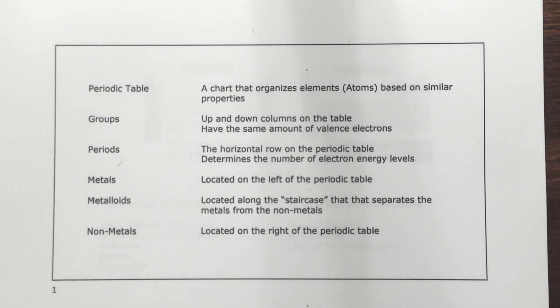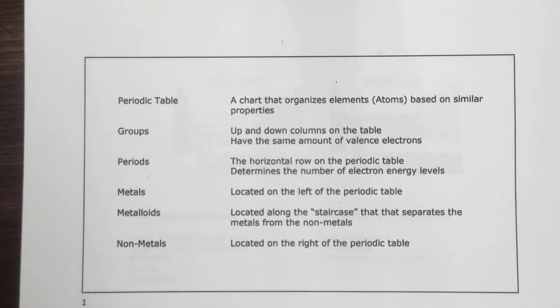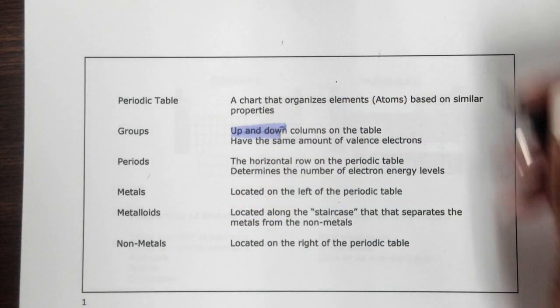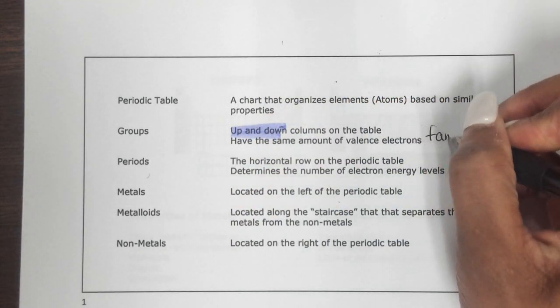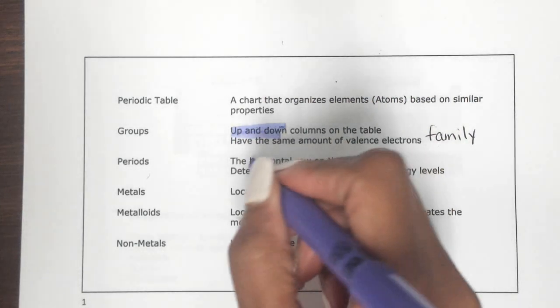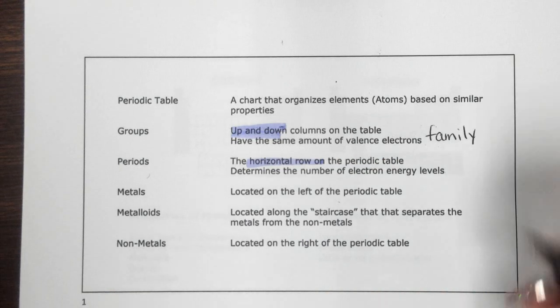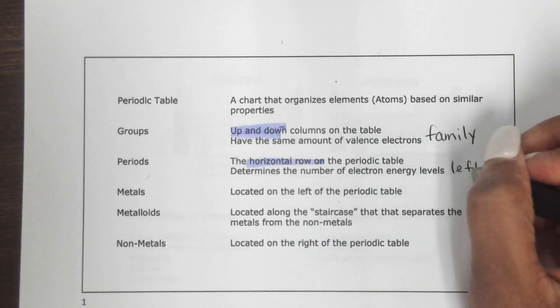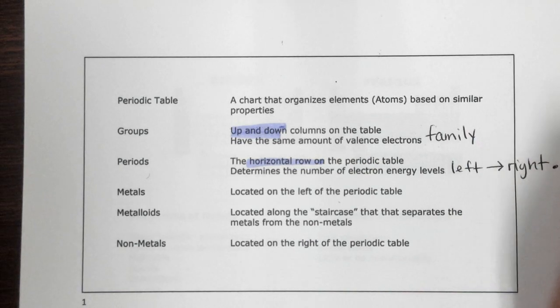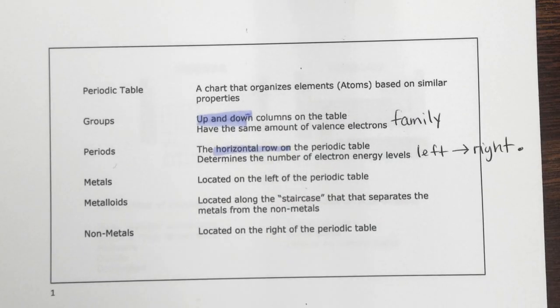Alright. So periodic table, a chart that organizes elements based on similar properties. Groups, the main important part is that groups go up and down. And they can also be called families. Periods, horizontal, and we know that they go left to right. And you end a sentence with a period, so they go left to right.